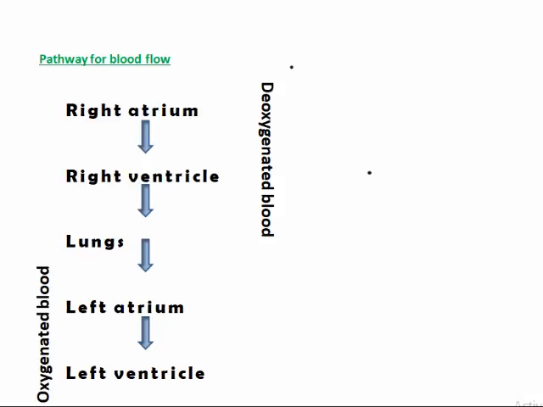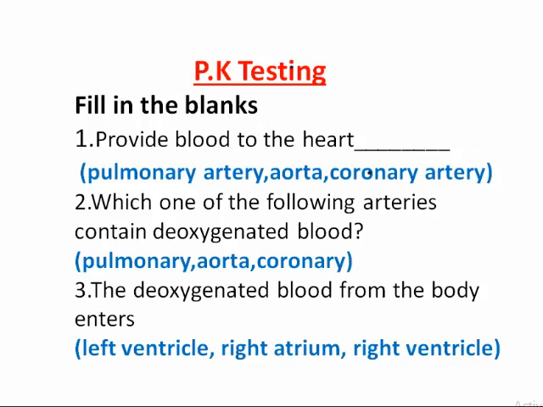That's all we read. Now there is a small testing for you as usual, and I will show you the answer of this question at the end of today's slide. Here you have to fill these blanks by choosing the right answer. Provide blood to the heart: pulmonary artery, aorta, coronary artery. Which one of the following arteries contain deoxygenated blood? Pulmonary, aorta, coronary. The deoxygenated blood from the body enters the left ventricle, right atrium or right ventricle. Okay, I will show you the answer of these questions at the end of today's slide.